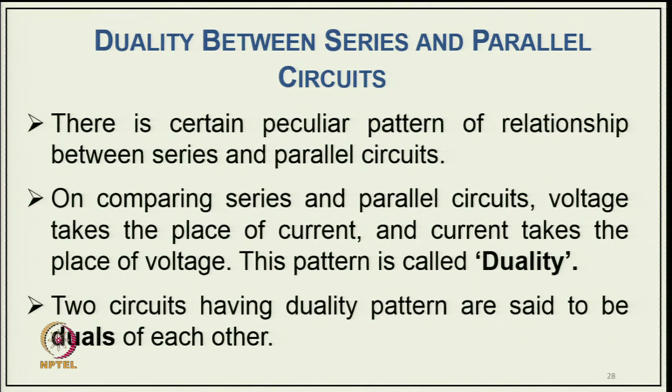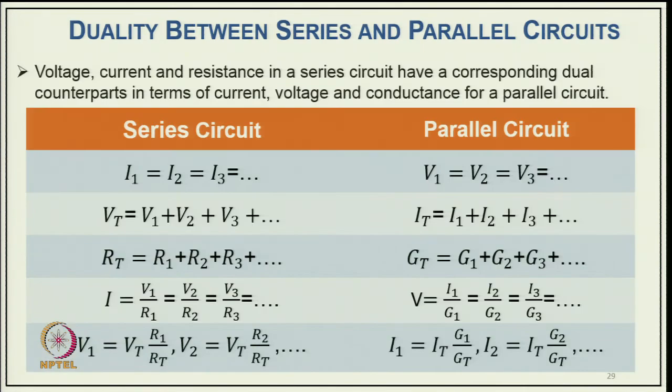Two circuits having a duality pattern are said to be duals of each other, and here is the duality between series and parallel circuits. The voltage, current and resistance in a series circuit have a corresponding dual counterpart in terms of current, voltage and conductance of a parallel circuit. So, if we talk about a series circuit having different resistances, the current in a series circuit is the same.